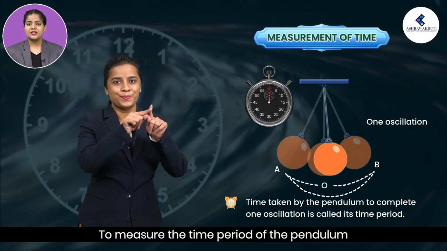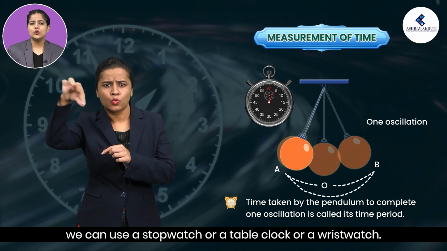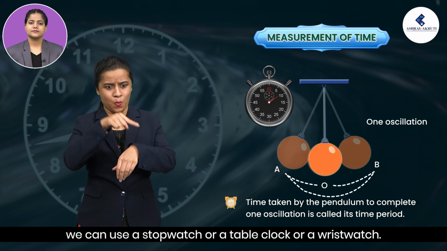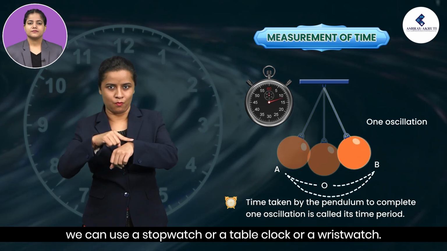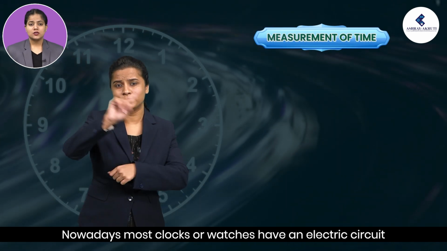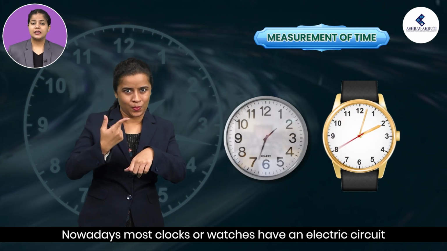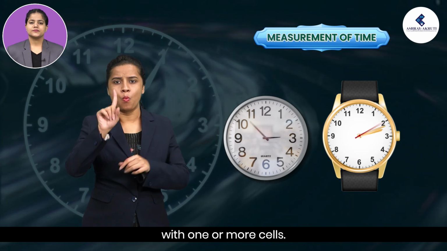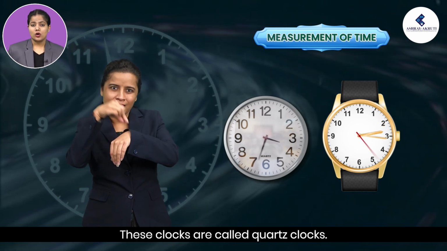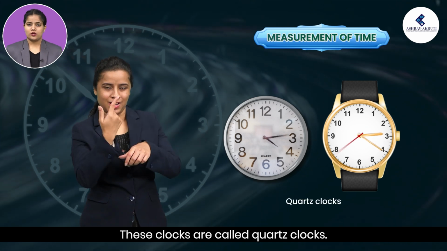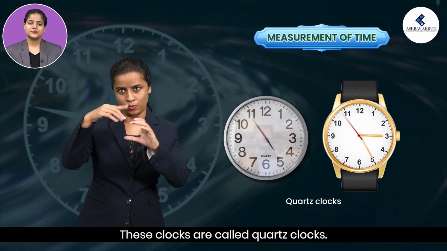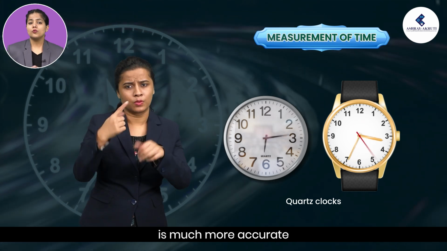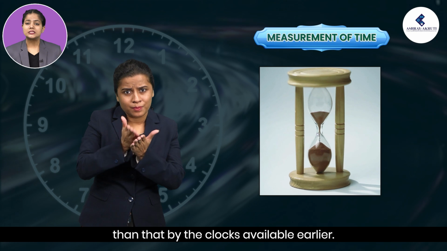To measure the time period of the pendulum, we can use a stopwatch, a table clock, or a wristwatch. Nowadays, most clocks or watches have an electric circuit with one or more cells. These clocks are called quartz clocks. The time measured by a quartz clock is much more accurate than that by the clocks available earlier.